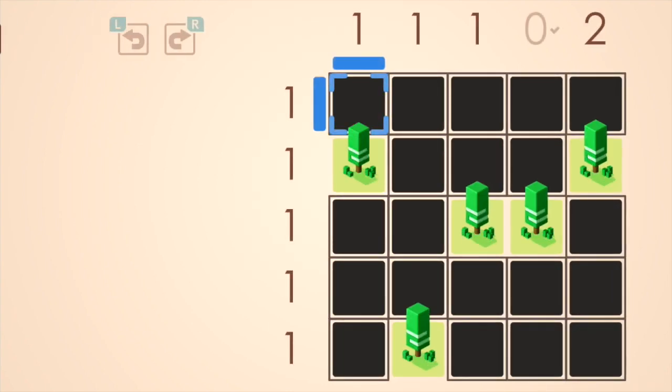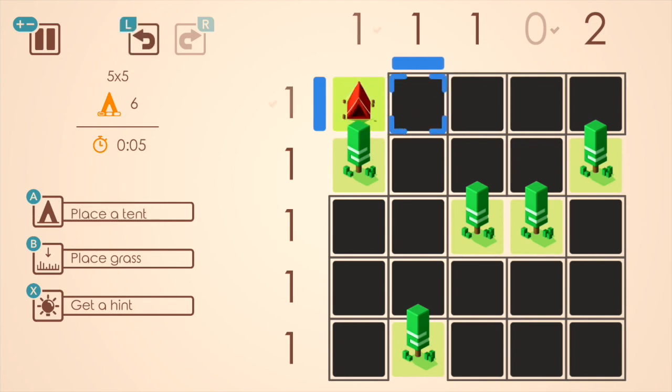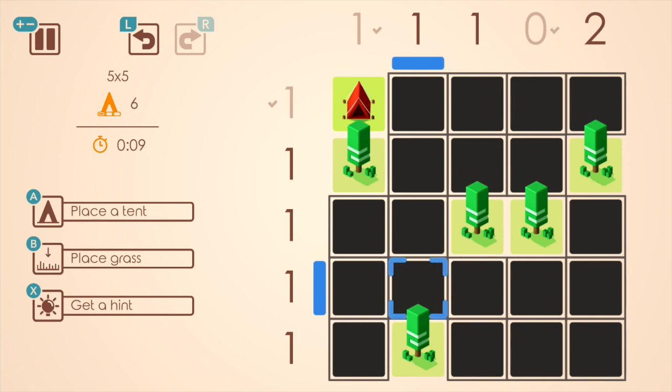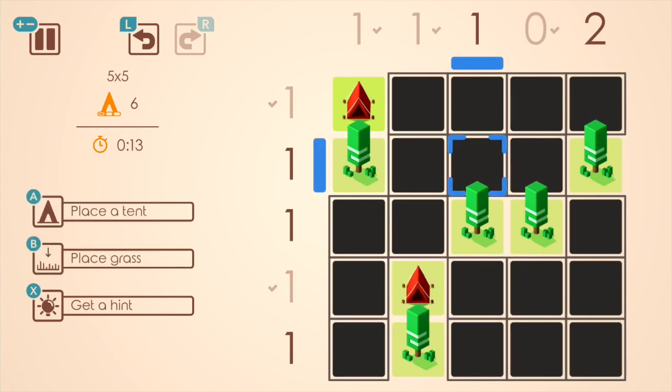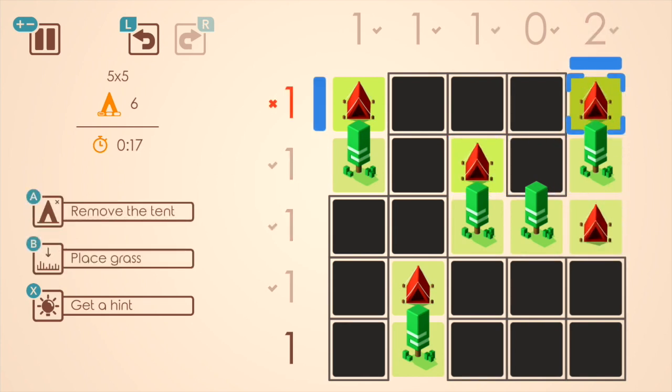Yeah, this is a fun little sort of easy puzzle game. It's the sort of thing I would do when I'm at work and just sort of have a break and need to do a little brain relaxing.